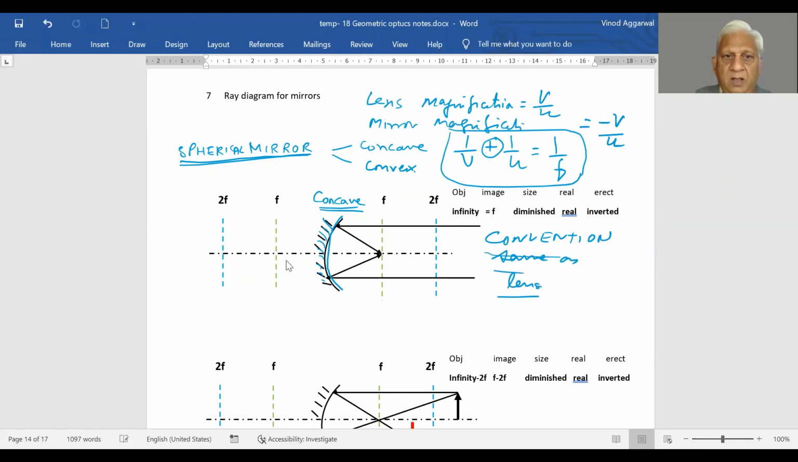That means rays in the direction of incidence ray, if we take the distance, will be positive. And while taking the distance, if we have to go in a direction opposite to the direction of ray of incidence, then the distance will be negative.